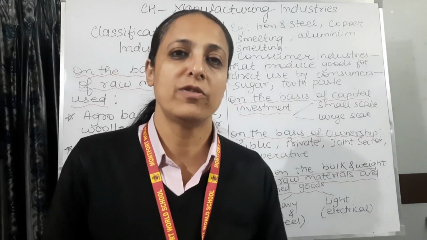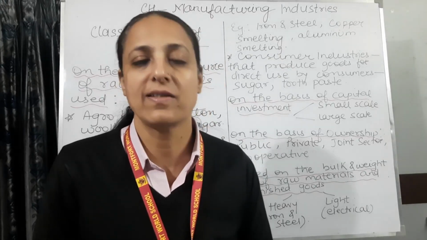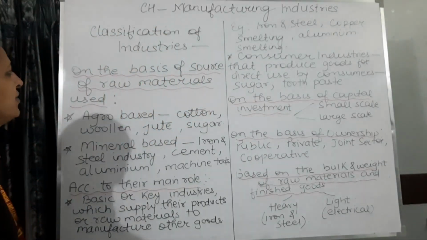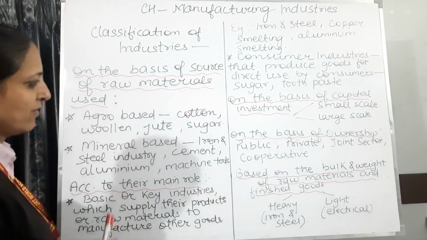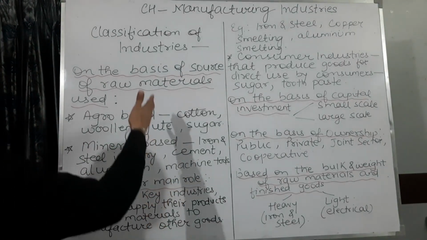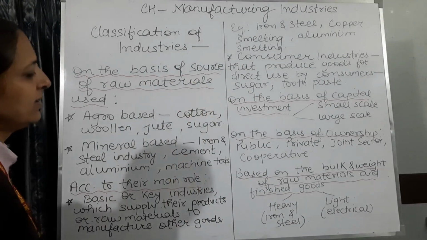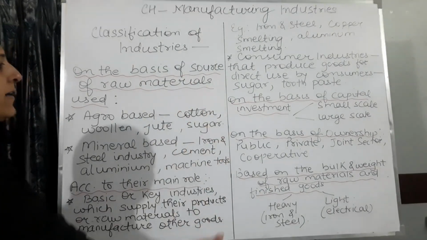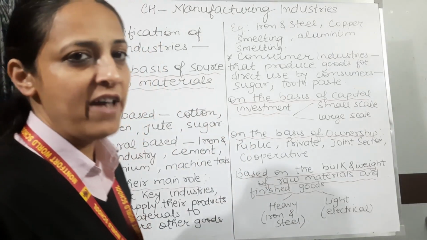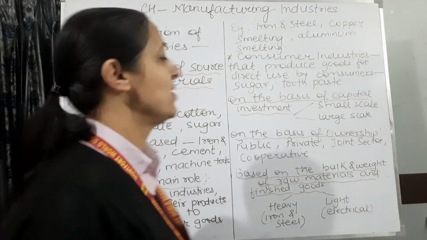Good morning, students. So we were discussing manufacturing industries, and today we have to discuss the classification of industries. So let's see the classification of industries. We will be discussing five main bases: on the basis of raw material, main role, capital investment, ownership, and bulk and weight of raw material and finished goods.